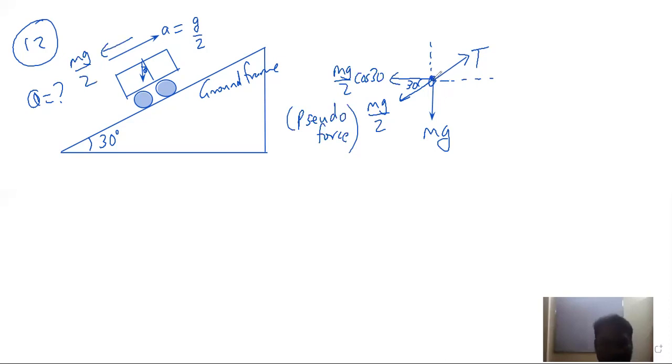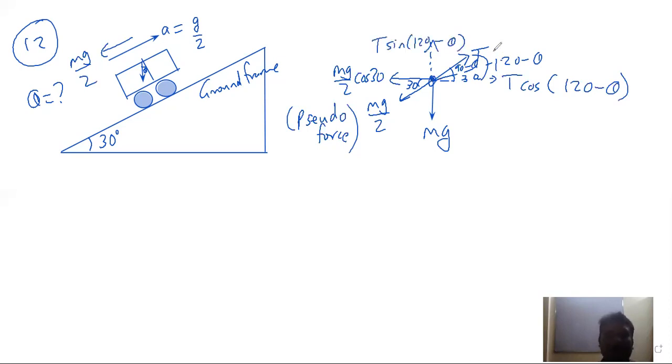So if I take this angle further, so this angle here will be 90 minus theta and this will be 30 degree. This will be 30, this is 90 minus theta. So the total angle will be 120 minus theta because it is 90 minus theta plus 30. So this component of tension will be T cos of 120 minus theta and this component will be T sine of 120 minus theta. So like this we have geometry here.